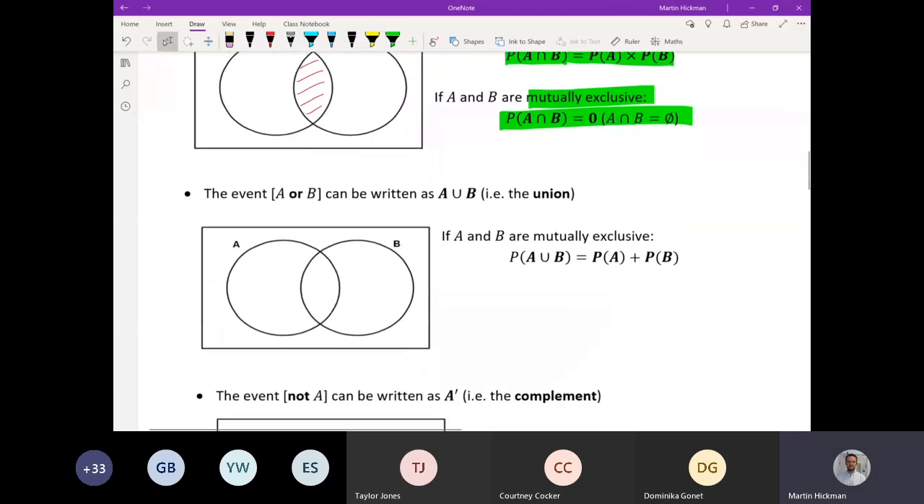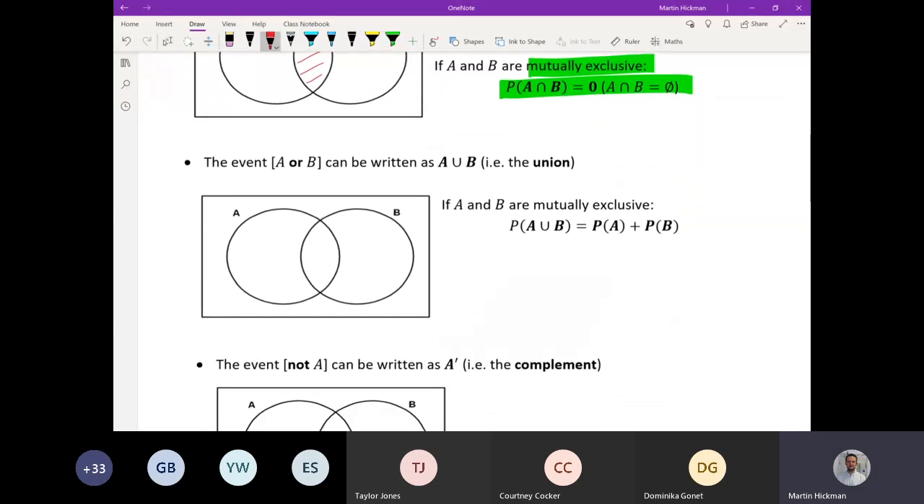Then we have the probability of A or B. What this means is at least one of these events needs to be happening, but not necessarily both. But both could be happening as well. So in this case, I would just shade in all of this, because in all three of these sections, either A is happening and B is not, B is happening and A is not, or A and B are happening. In all three of those scenarios, at least one of those is happening.